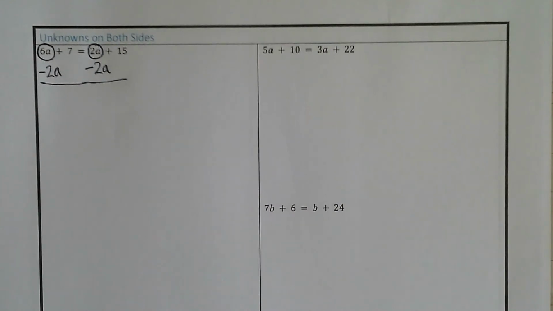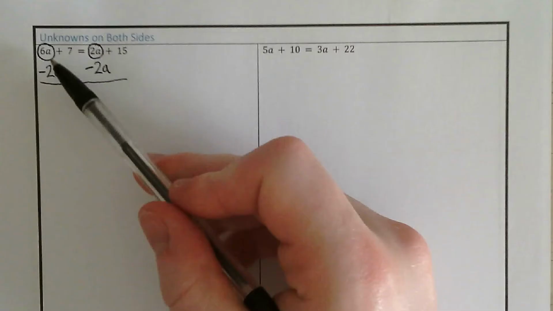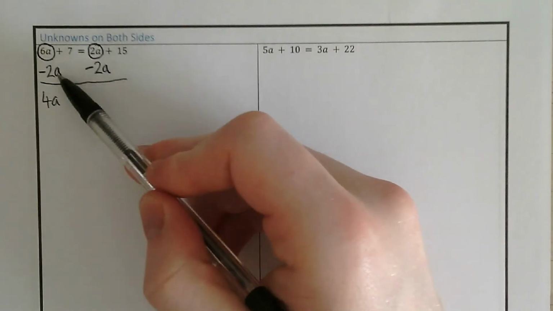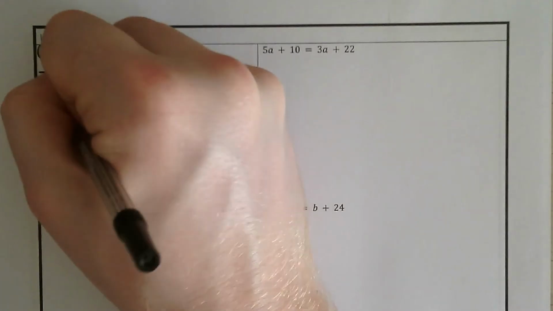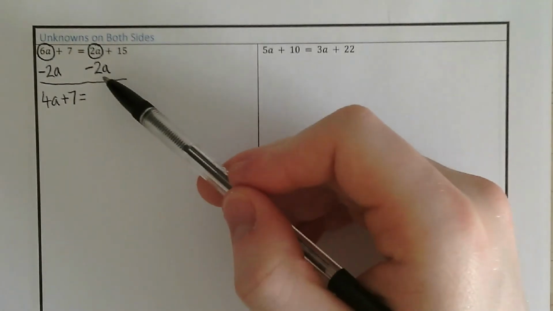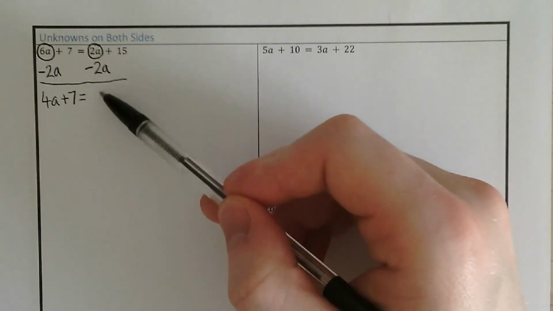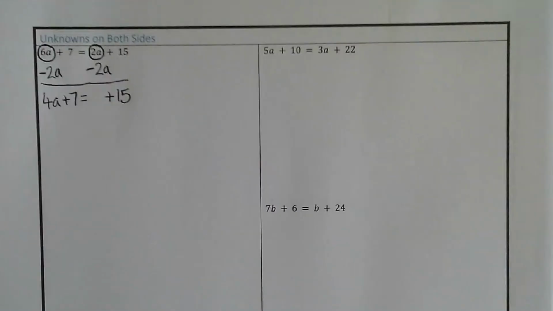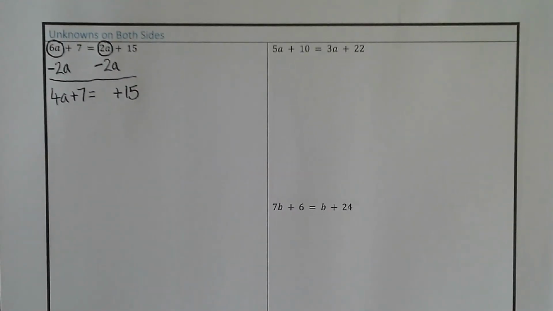Again, we're looking down the page to do the calculation. 6a take away 2a is 4a. The add 7 has nothing underneath it, so that's going to drop down. The equal sign is also going to drop down. 2a take away 2a is nothing, so we don't write anything here, but the plus 15 is going to drop down. We now have a one-step equation, which are like the questions we were looking at earlier in this lesson.